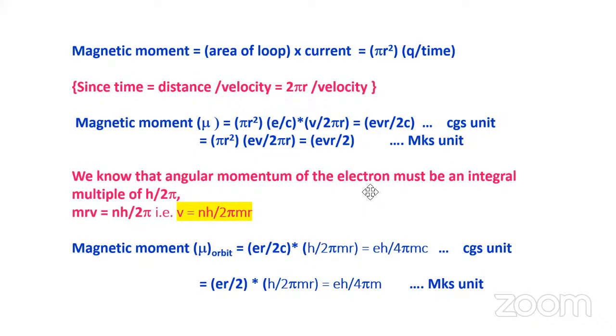Like, you know that angular momentum of an electron must be an integral multiple, and that again is based on the Bohr theory of atom. Then angular momentum and the magnetic moment, orbital magnetic moment and orbital angular momentum, are always directed in opposite directions. So the magnetic moment associated with the orbital motion, if you do the calculations, comes out eh upon 4πm. And this is the fundamental unit used to express the magnetic quantities.